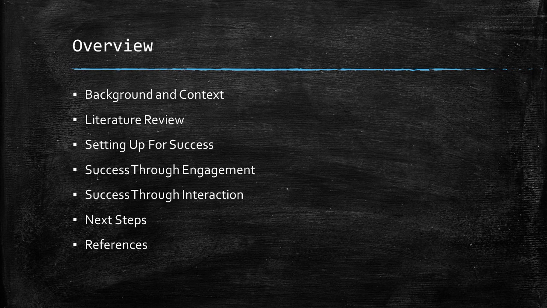We'll start with an overview. We'll talk about the background and context of why we put this presentation together. We'll talk about the literature review that I did looking for online best practices. We'll talk about setting up for success, success through engagement, and success through interaction. These are three themes that we found when we did the literature review. We'll also talk about next steps, and then I have the list of references used in the literature review.